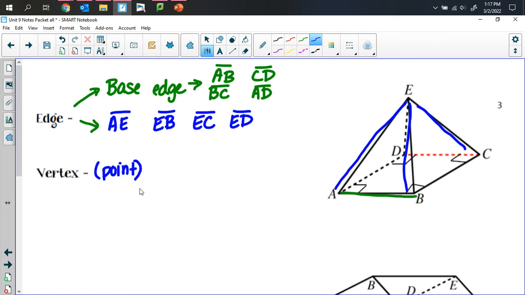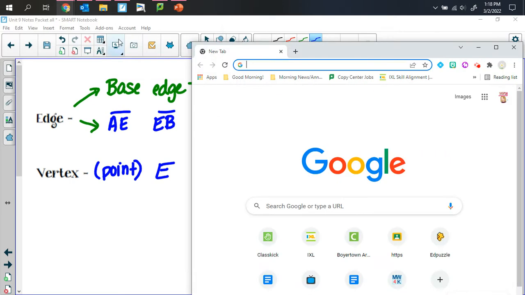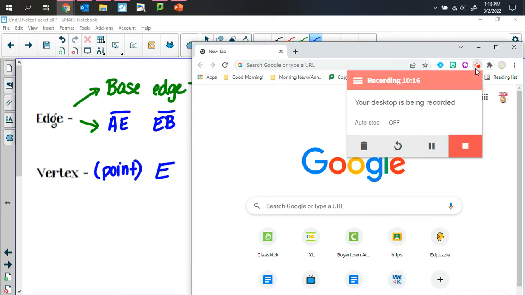So it's where you have more than one edge actually meet up. And on this particular square pyramid, or rectangular pyramid, that we have here, this is actually the point E, which is going to be our vertex here. So we have some parallel and perpendicular lines that we want to take a look at.